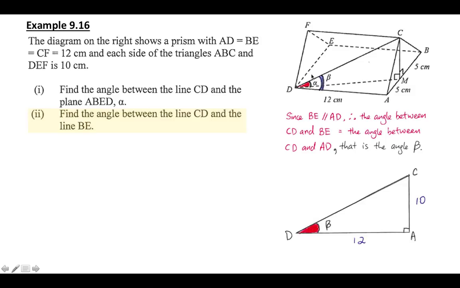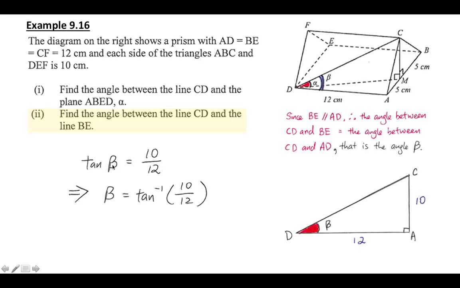So I'm going to draw the diagram of this triangle CDA. Beta is the angle that I want to find, so I color red on this diagram. The dimension that I know, AD is 12 cm. I know that AC is 10 cm. So with these two lengths known, I can go on to find the angle beta. Now the length AC is opposite to beta, and the length 12 is adjacent to beta.